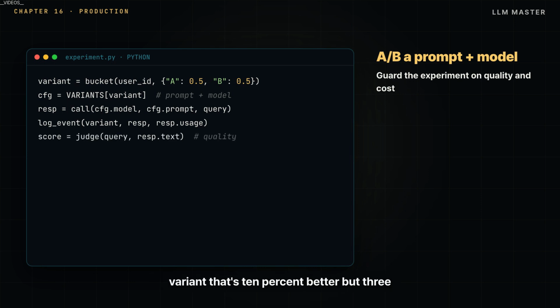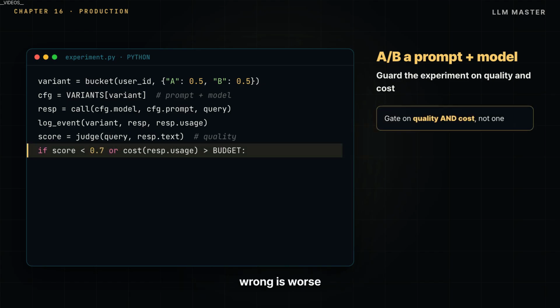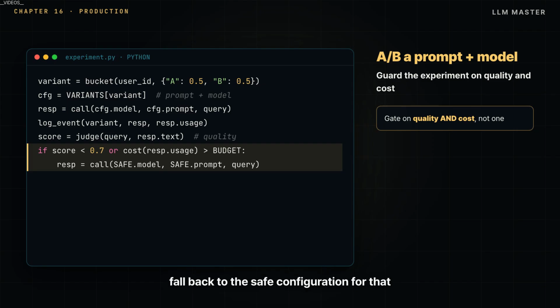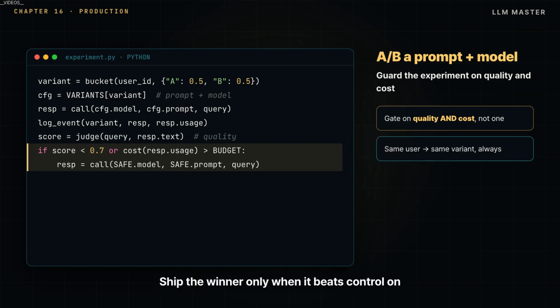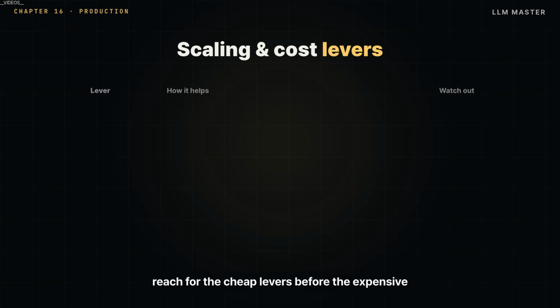A variant that's 10% better, but 3 times the cost is not a win, and a variant that's cheaper, but occasionally wrong is worse. So gate on both. Score the response, check the cost, and if either crosses your line, fall back to the safe configuration for that request. Ship the winner only when it beats control on quality and stays inside budget. Measured, not vibes.